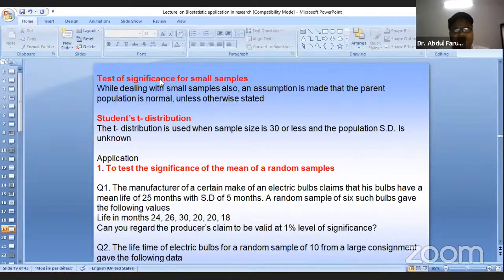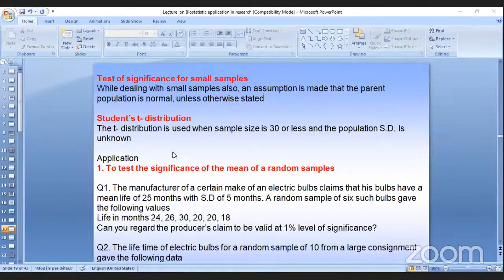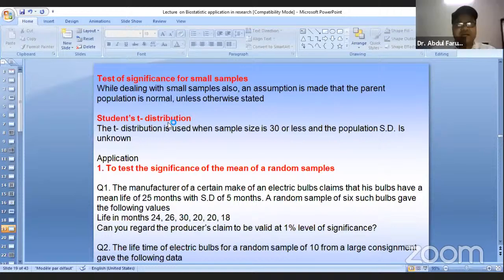अब सबसे पहले टेस्ट ऑफ द सिग्निफिकेंस ऑफ द स्मॉल सैंपल्स. जब आपके पास दो वैल्यूज हैं और अगर वो सैंपल साइज बहुत छोटा है, स्मॉल सैंपल्स हैं, तो उस केस में आपको जो टेस्ट लगाना होगा वो स्टूडेंट टी टेस्ट लगाना पड़ेगा. तो टी टेस्ट के कंडीशन क्या है? टी डिस्ट्रीब्यूशन इज यूज्ड व्हेन द सैंपल साइज इज 30 और लेस एंड द पॉपुलेशन स्टैंडर्ड डेविएशन इज अननोन.